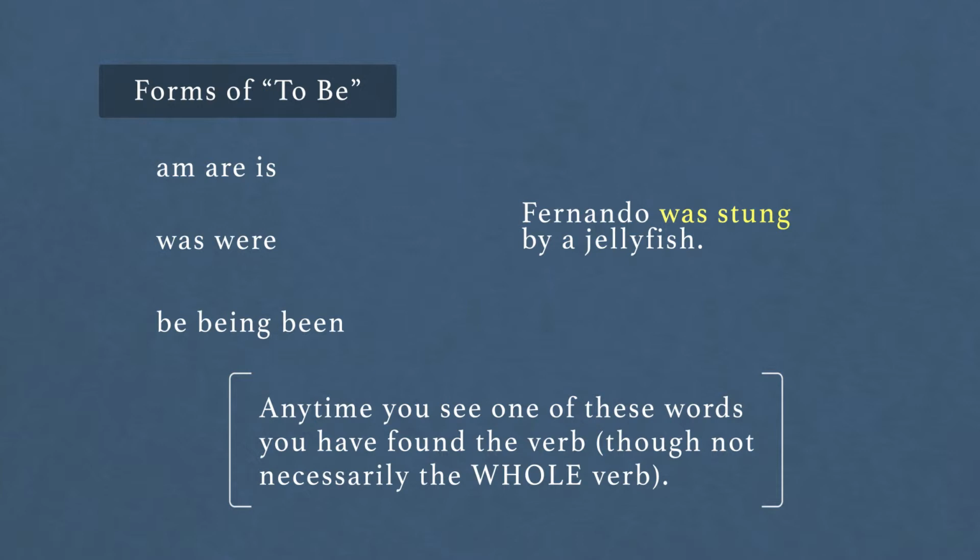But if you have memorized that list, is, am, are, was, were, be, being, and been, then every time you see one of those words, you know you found your verb for a given clause. So when you have found a form of to be, you have found the verb, but pay attention and make sure it may be just part of the verb. Okay, that's all I wanted to say for now.